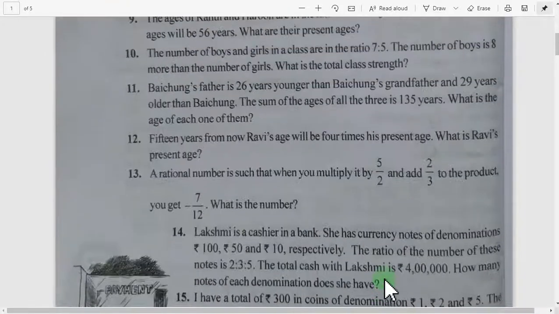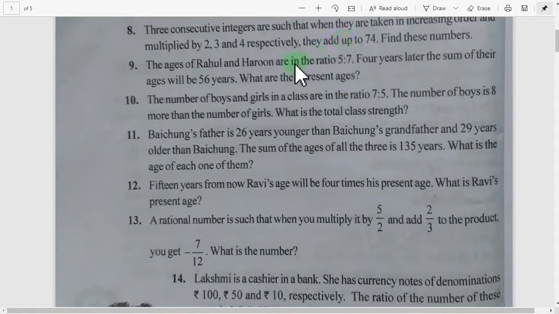9th question. The ages of Rahul and Haron are in the ratio 5:7. When a ratio is given, in the last class also you have learnt some sums, so you take Rahul's age as 5x and Haron's age as 7x. 4 years later, the sum of their ages will be 56. After 4 years, if you add the ages of Rahul and Haron, you will get 56. What are their present ages?